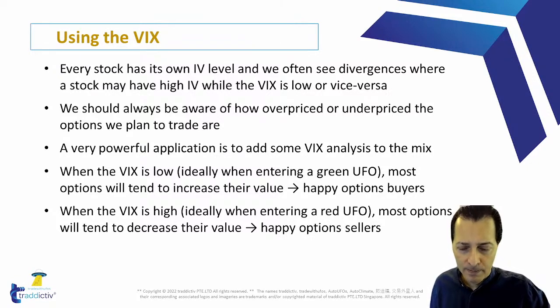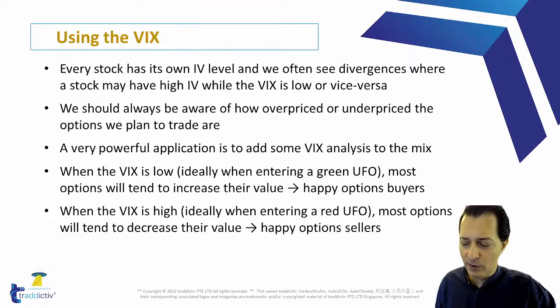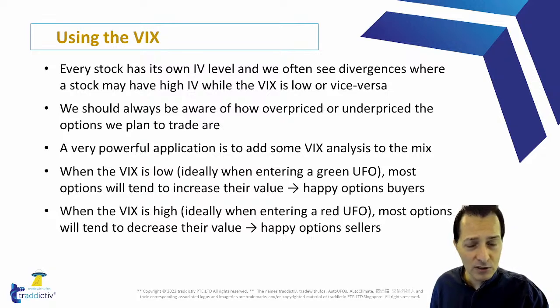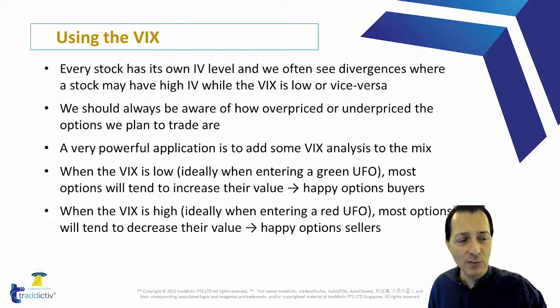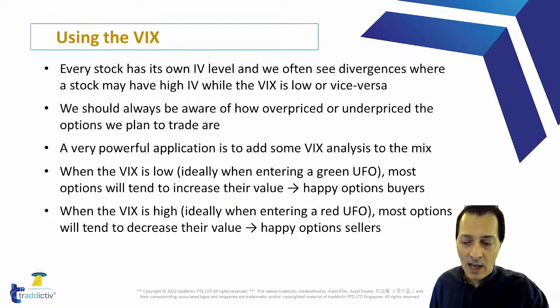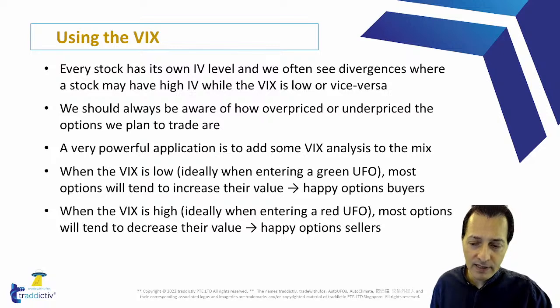When the VIX is high, ideally when the VIX is entering a red UFO, most options will tend to decrease their value. So you want to be a seller of options. You sell options at an expensive price, and that will put you in a good position. You don't want to buy options when the VIX is high, because it will tend to go back down, back to the mean. And if the VIX goes back to the mean, typically the option prices will shrink, and you as an options buyer will find yourself having bought a call or a put that is now deflating, and you are not profiting even if the stock is moving in your favor. So again, something to add to the mix to make your options trading more accurate.